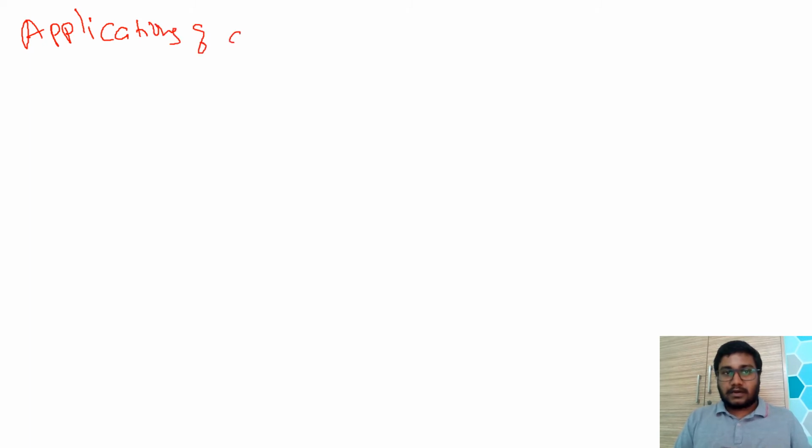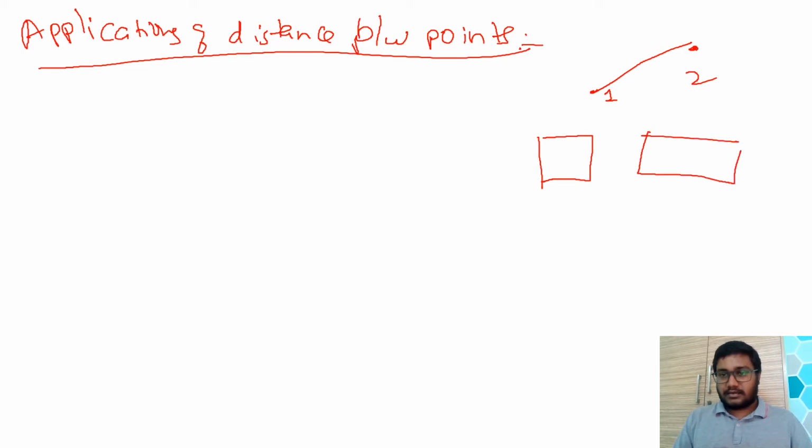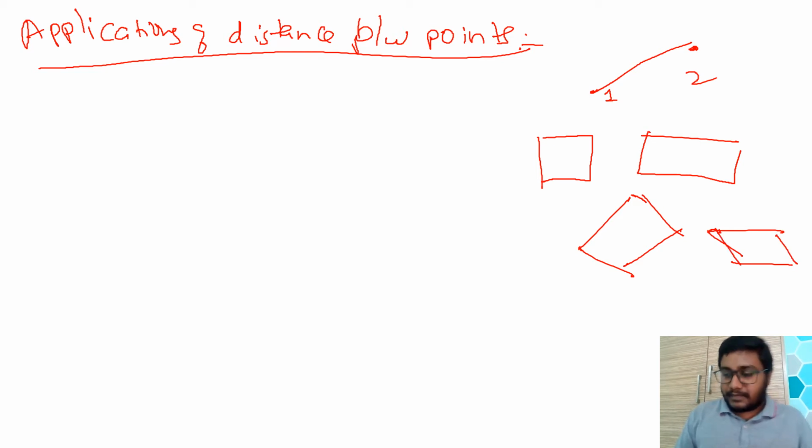Since we have learned this regarding coordinate systems, next we will be discussing the applications of distance between points. So the distance between 2 points has many applications. One of the applications is finding the length of the line segment joining those 2 points 1 and 2. For example, if a figure like a square, a rectangle, a rhombus or a parallelogram is given, how do we identify these objects?